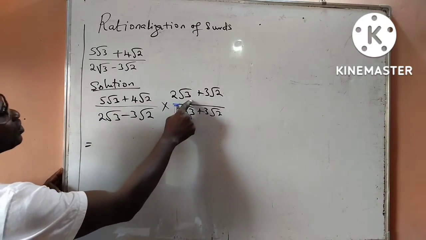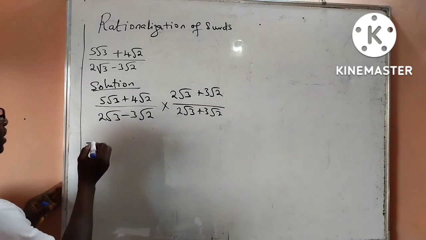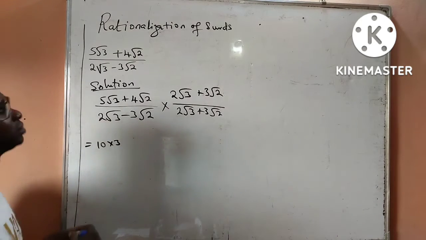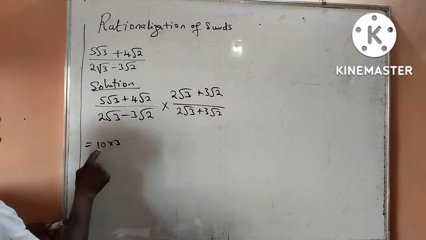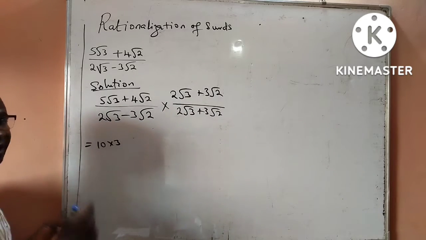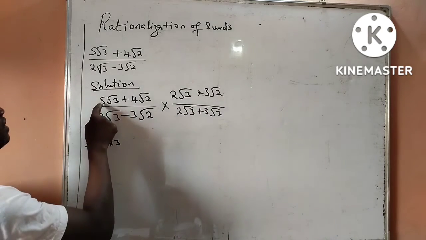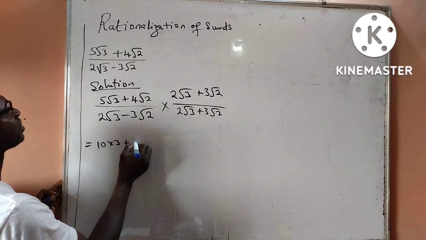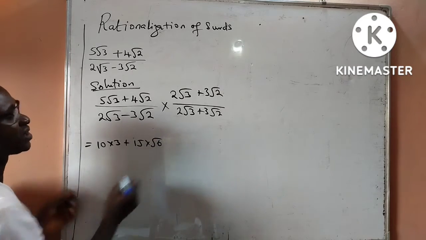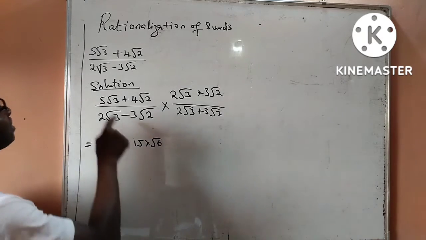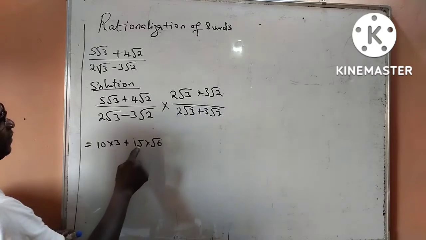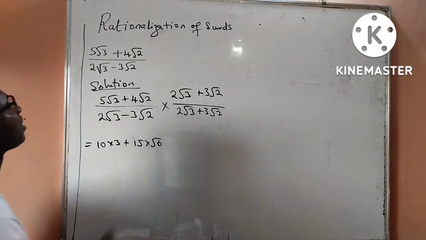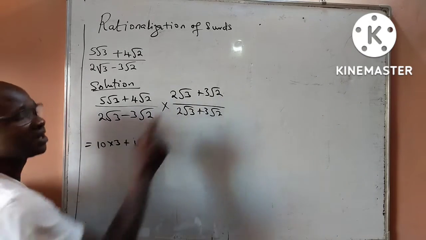5 root 3 times 2 root 3 is going to give me 10 times 3. How? 5 times 2 is 10, and root 3 times root 3 will give me 3. Next, 5 root 3 times 3 root 2 will give me plus 15 times root 6. How I got that? 5 times 3 will give me 15, and root 3 times root 2 will give me root 6.